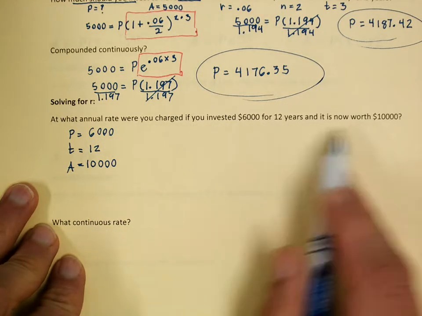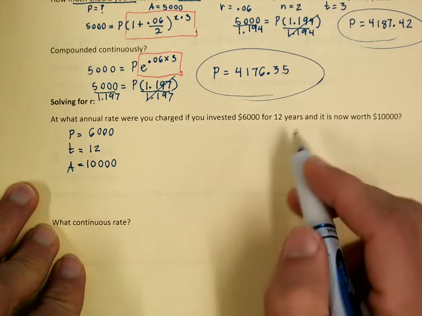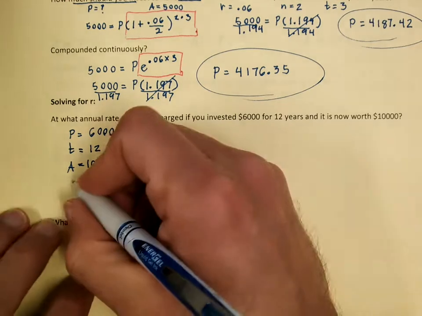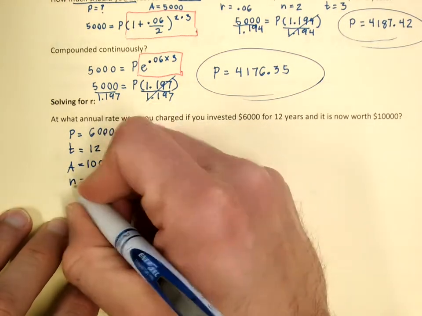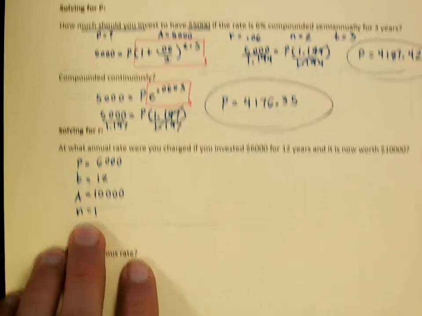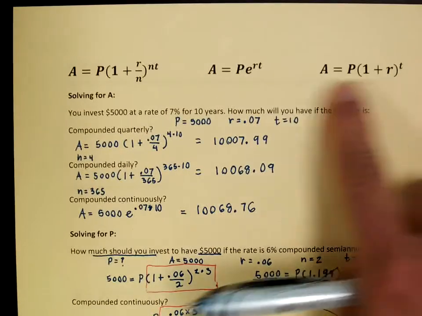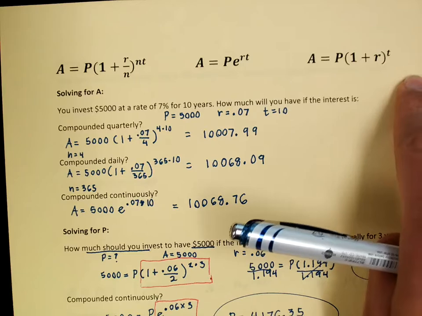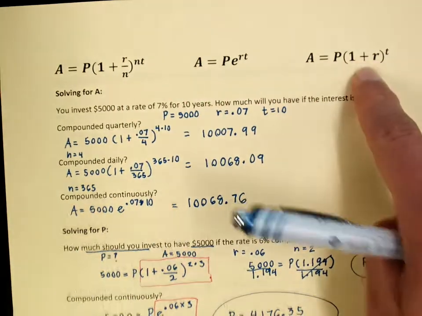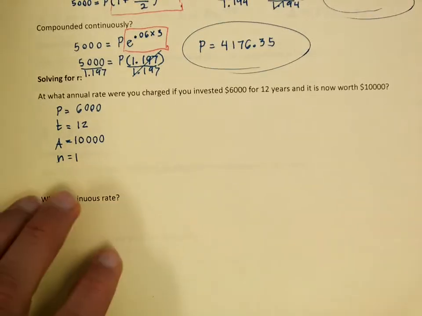Now, it says if you invested for 12 years, and notice that it doesn't really tell you what N is, and that's fine. If it doesn't, N is equal to 1, or don't even worry about it, because essentially what I'm going to have now is I'm going to have this formula. Notice that this formula and this formula are exactly the same if N is 1. If N is 1, then it becomes like this formula. So essentially that's what I'm using on the right.